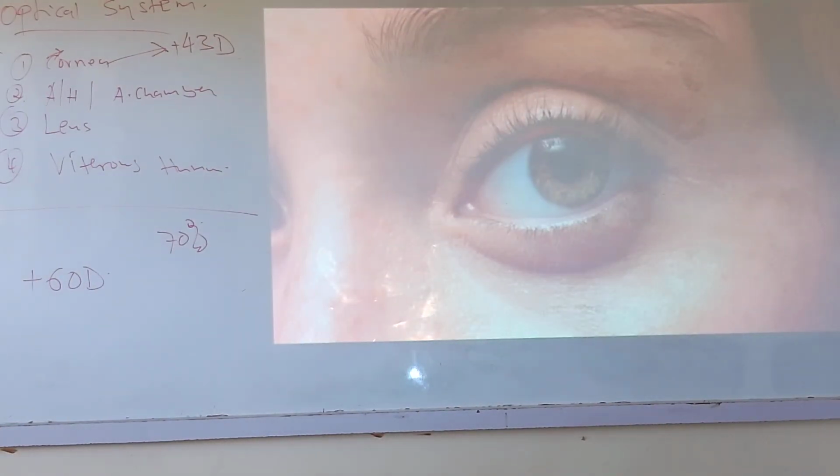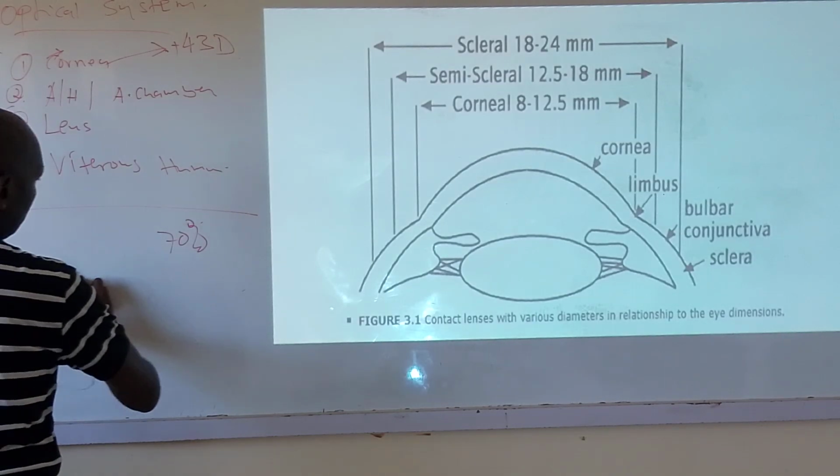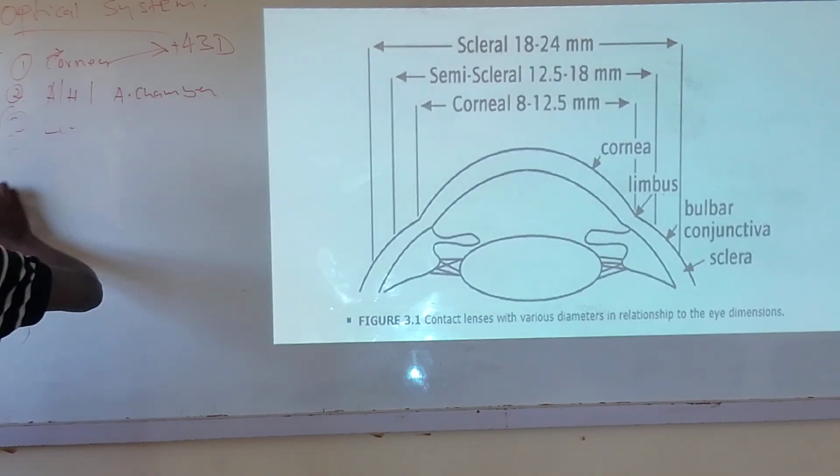So that's just a human eye. There's not much to talk about. These are repetition of some of the measurements that we have been talking about. The sclera, the cornea. The limbus is just the junction between the sclera and the cornea.